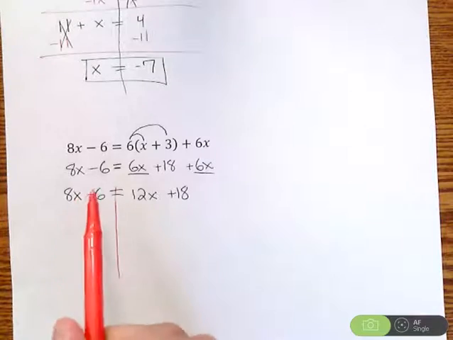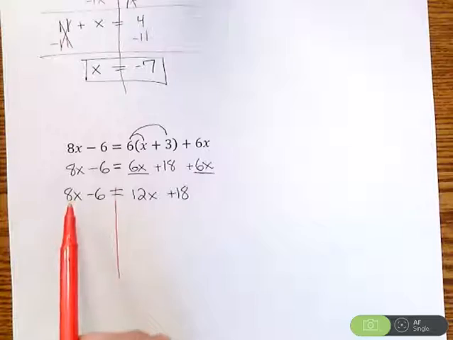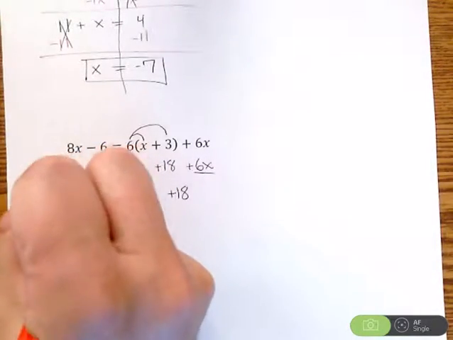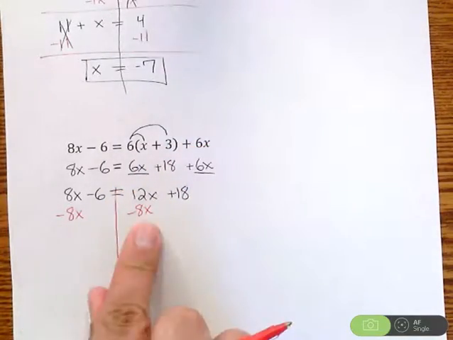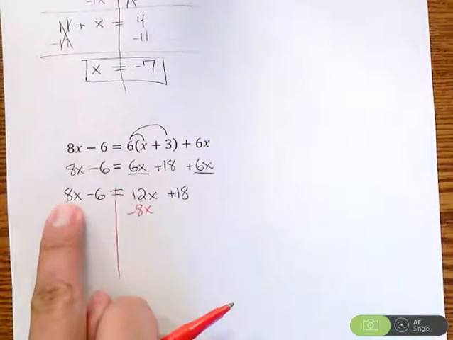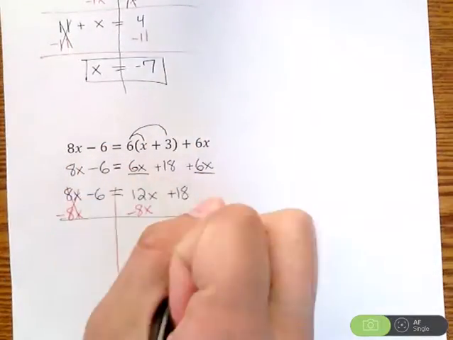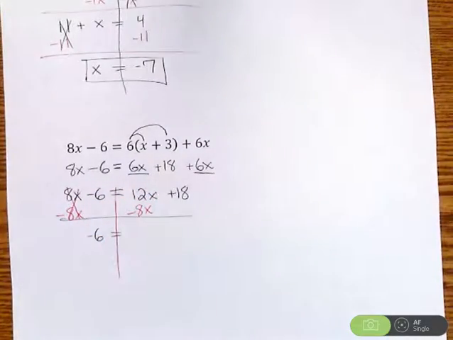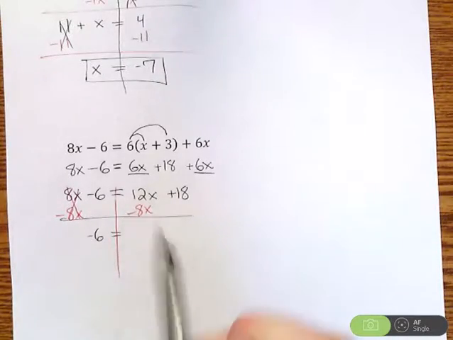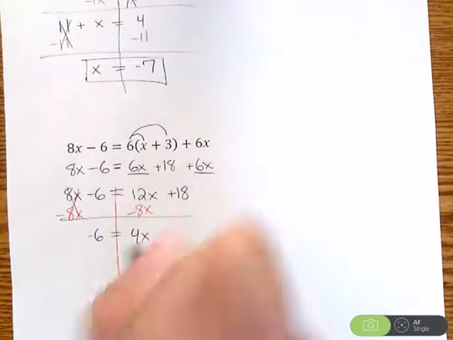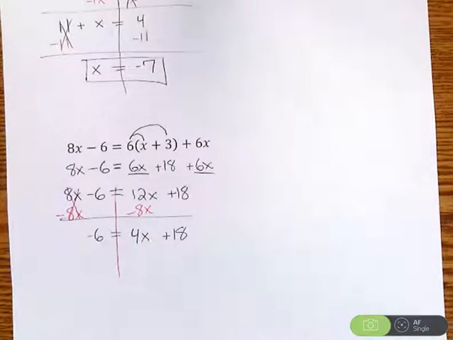I want to move the smaller of these two. I have a 12x on the right, 8x on the left. I want to move the 8x first. So the opposite of an 8x is minus 8x. Since I'm crossing the equal sign, this is why I'm doing this to both sides and doing the opposite. 8x minus 8x is 0. So I just have a negative 6 on the left side. On the right side, I have 12x minus 8x, 12 minus 8 being 4. Don't forget the x. And that plus 18 is still there.